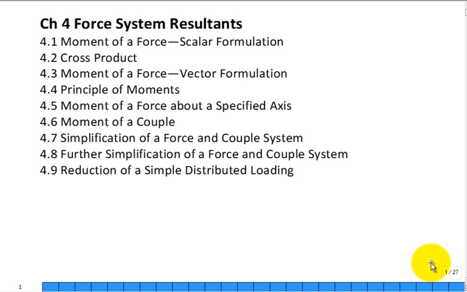So we move into this chapter, and this is chapter number 4. And what is the title of chapter number 4? Force system resultants. Maybe this is the worst title of a chapter that I've seen in any textbook. Have you browsed through chapter 4? What's one of the main themes of chapter 4?